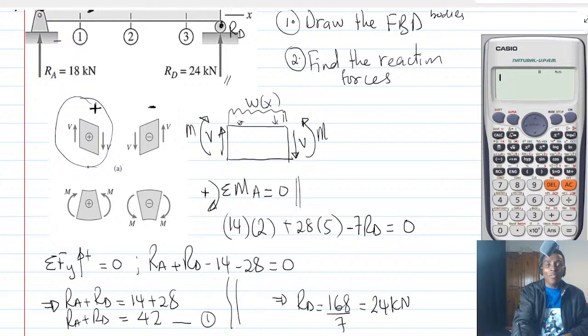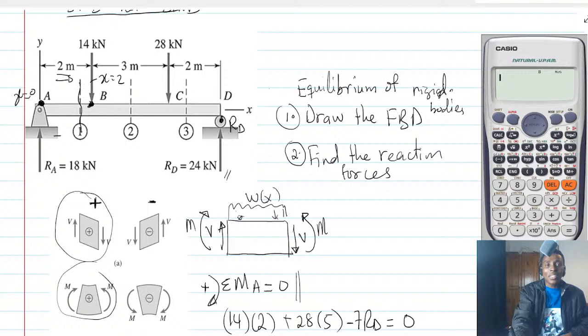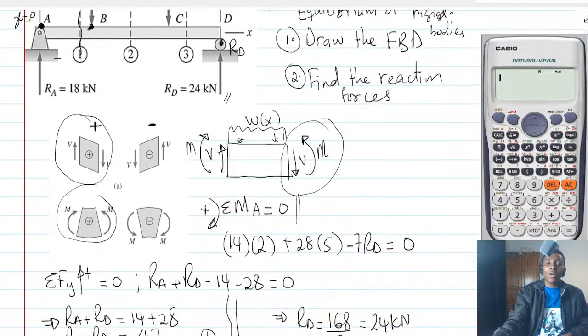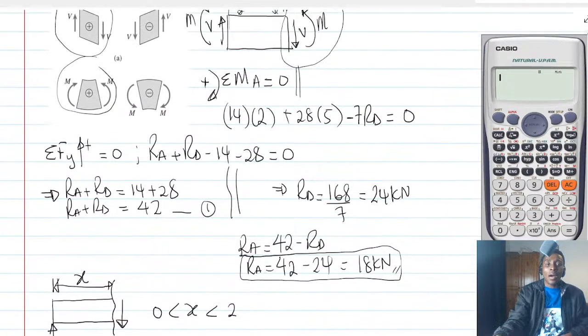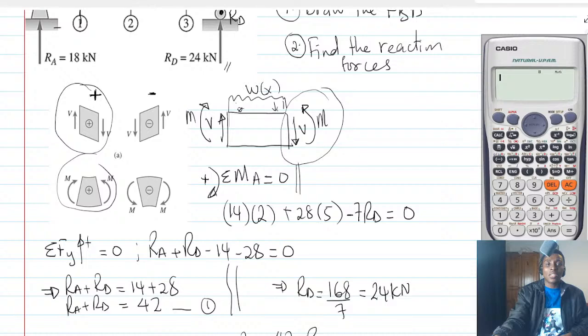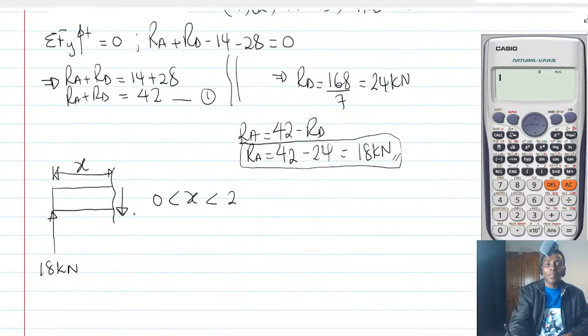So using the positive convention, since we introduce the cut to the right here, it means you are going to show what is here. Alright? But if the cut was somewhere here, you will show the one on the left. So now for this one, because the cut is here, you are going to show the shear force coming down this way. And then the bending moment is going to come that way.